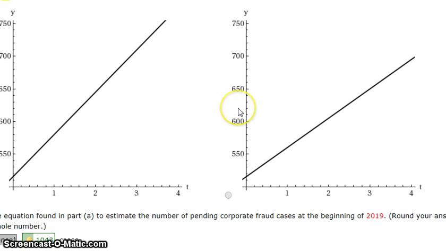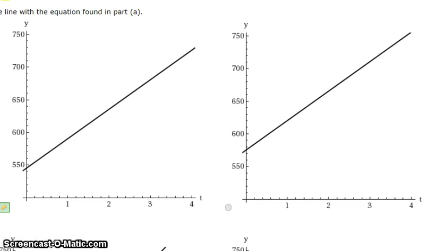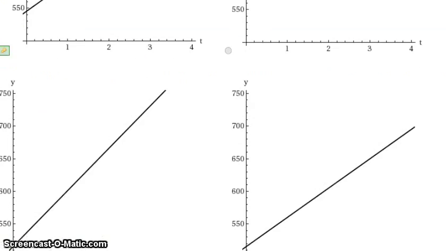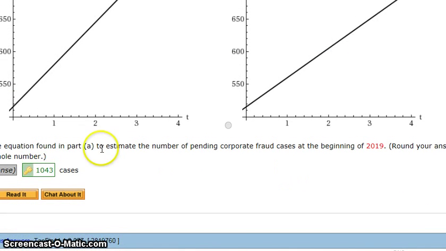After you pick the graph that best matches that equation, specifically look for the y-intercept, and then look at the point 4 and make sure you can just look at those 2 points basically and make sure they are on the line, and you'll find the correct one. But then for part C, use the equation that we did in part A to estimate the number of pending corporate fraud cases at the beginning of 2019.